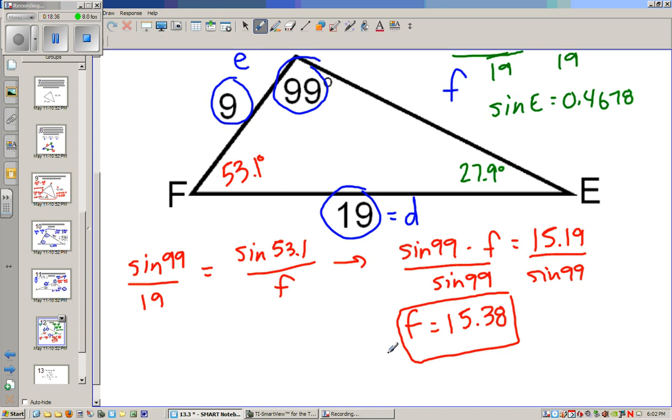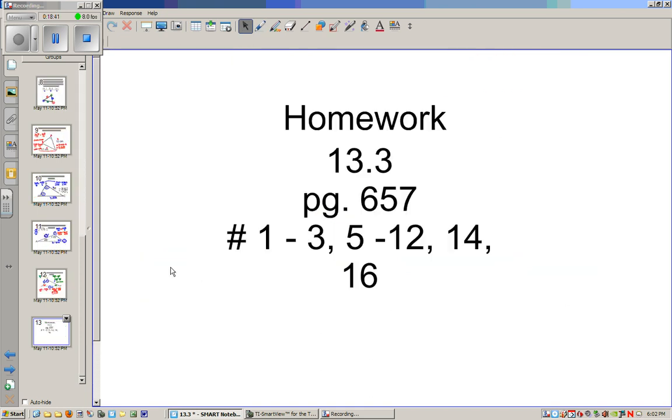So there it is. That's using the law of sines to solve for side lengths and for angle measures in non-right triangles. Here's your homework.